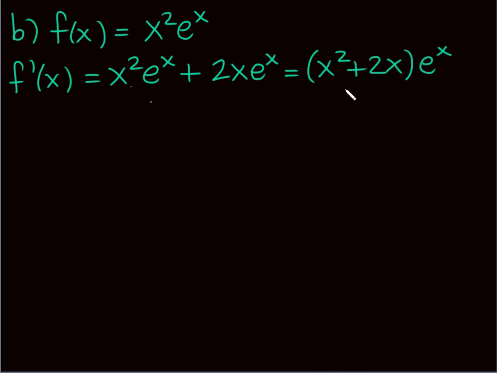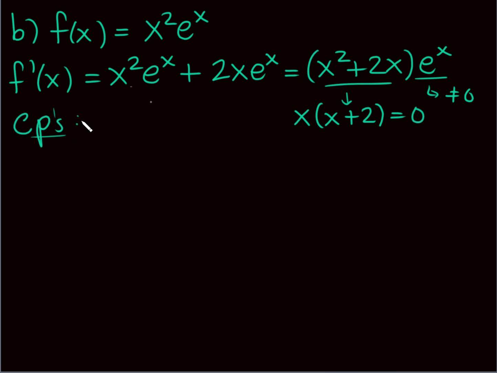Okay, so now, remember, e to the x can never equal 0. Remember, I'm setting the first derivative equal to 0 because I want to find my critical points. If I set this equal to 0, I'm going to factor an x out. So what are my critical points then in this case? My critical points are x equals 0 and -2.